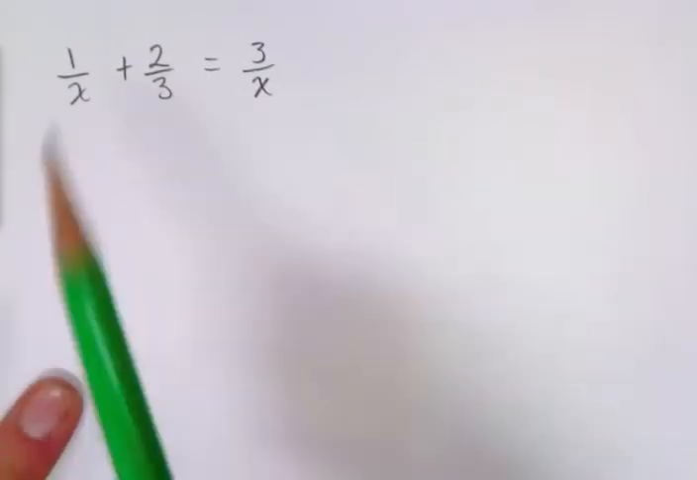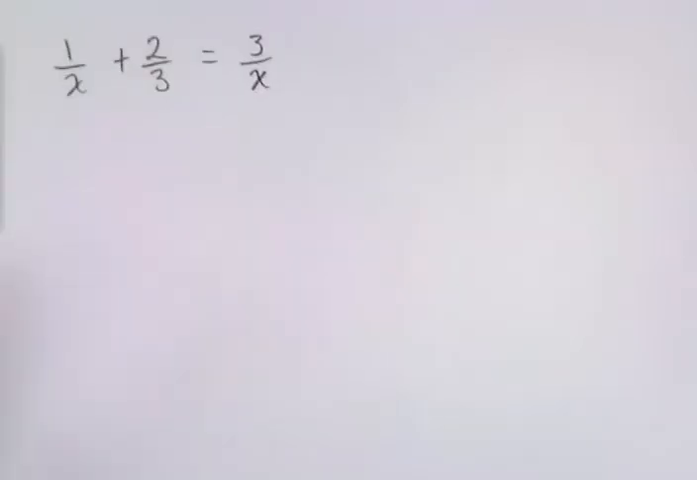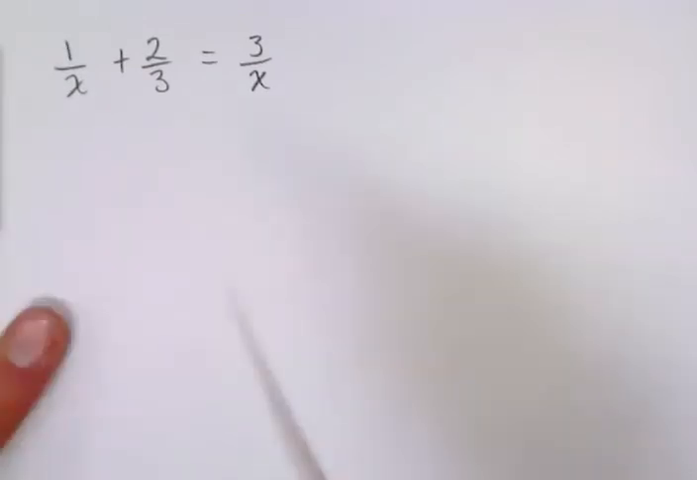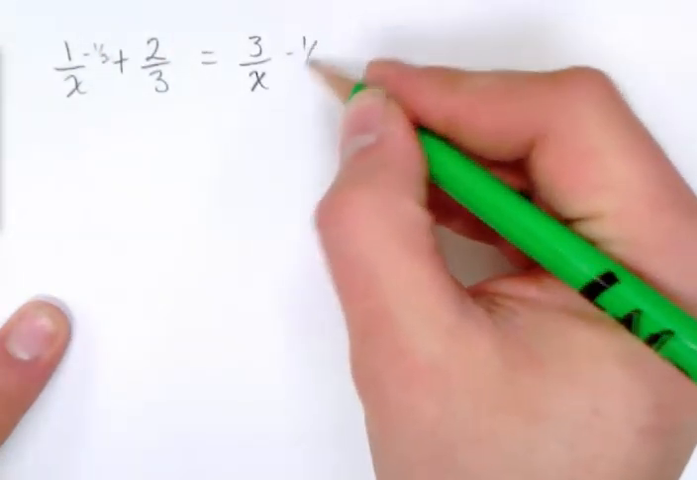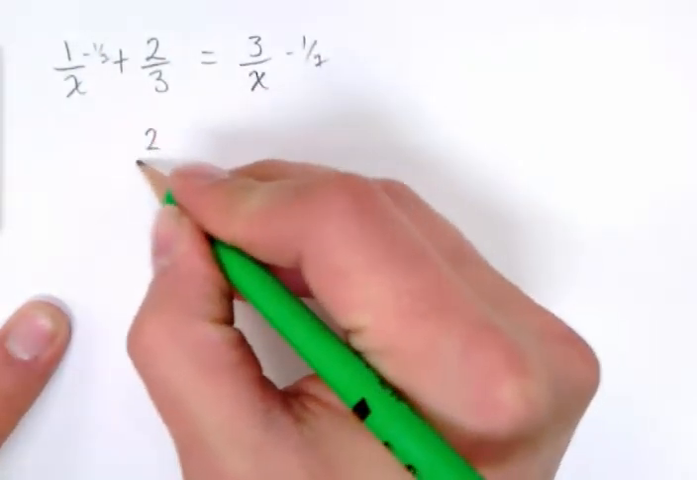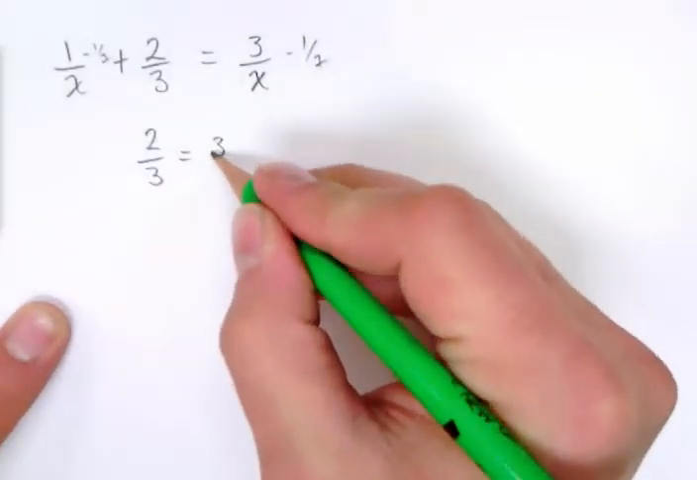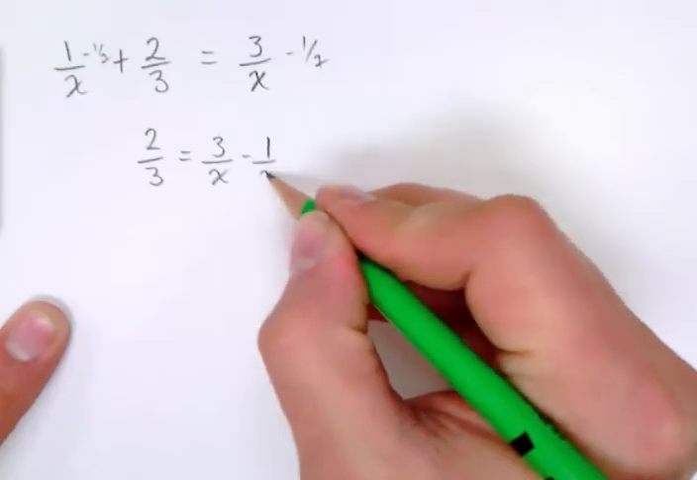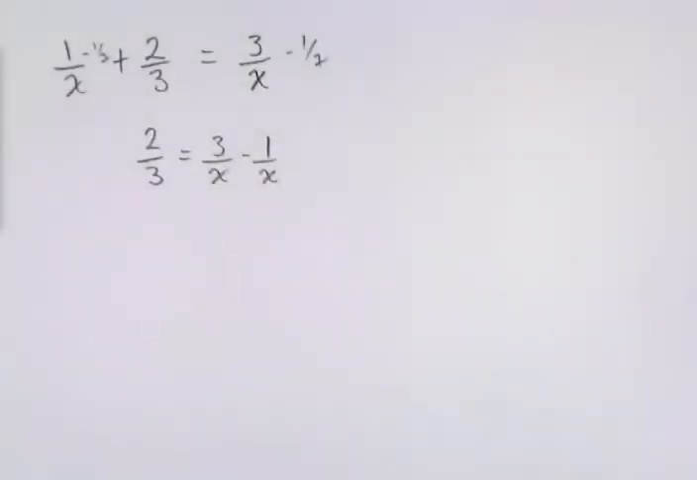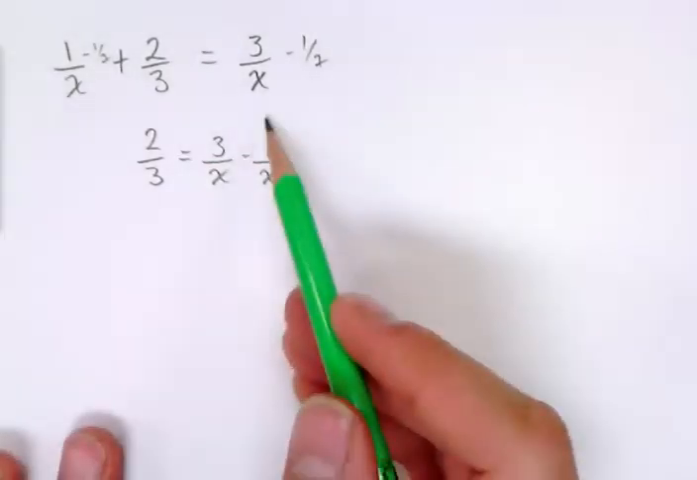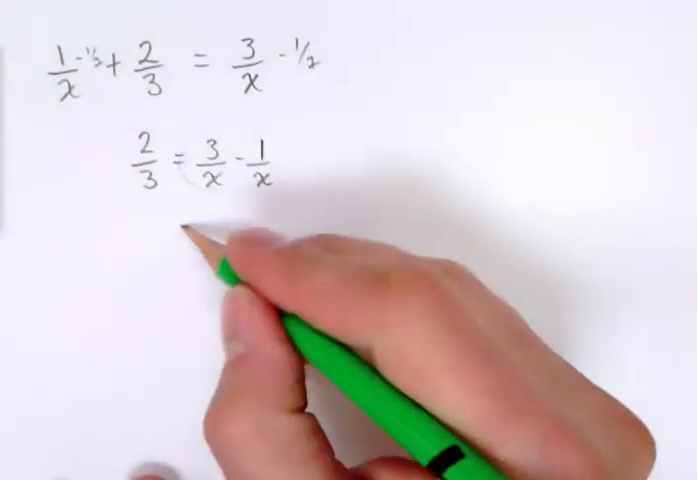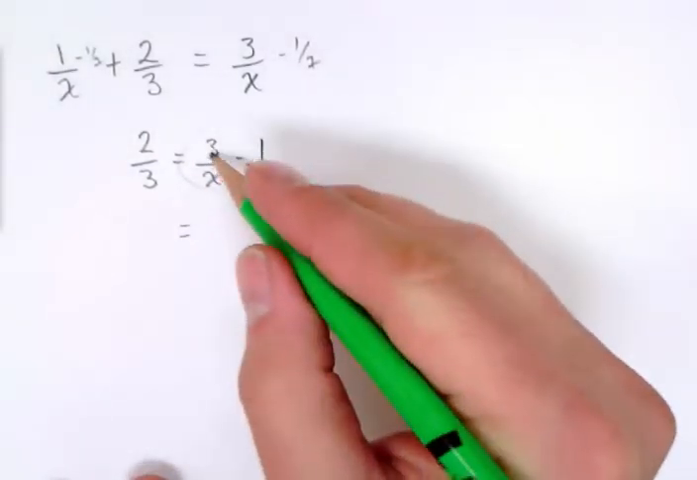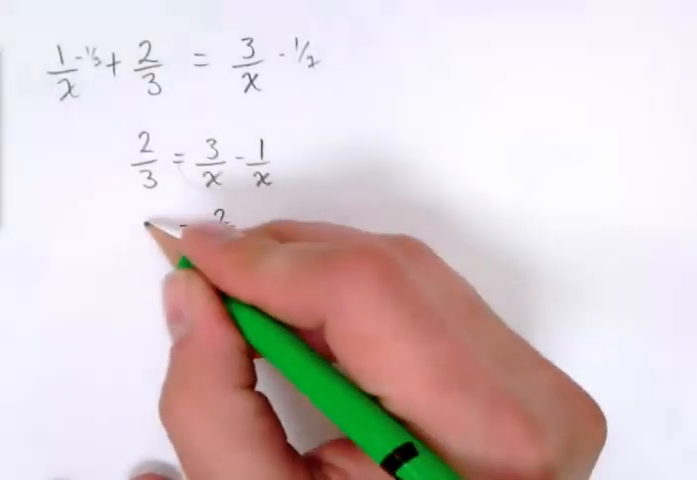First thing I want to do is put all my x's on one side. So let's move all of these x's over here. I'm going to minus 1 over x on both sides, so I'm going to end up getting 2 over 3 is equal to 3 over x minus 1 over x. My next step is we can combine these because they have a common denominator. The denominator here is x. So I'm going to get 3 minus 1 is 2 over x is equal to 2 over 3.